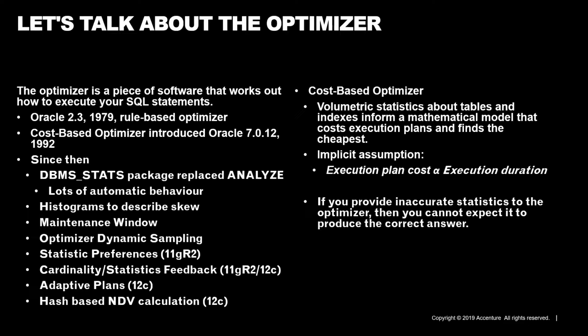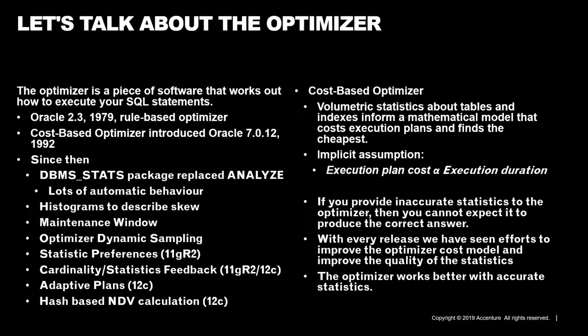There's a new lighter weight hash-based calculation of the number of distinct values, and it produces better answers. So these are just a few points amongst many that show there's been a continuous ongoing effort to improve the effectiveness of the cost-based optimizer. And the two features I'm going to discuss in this presentation are an ongoing part of this effort.